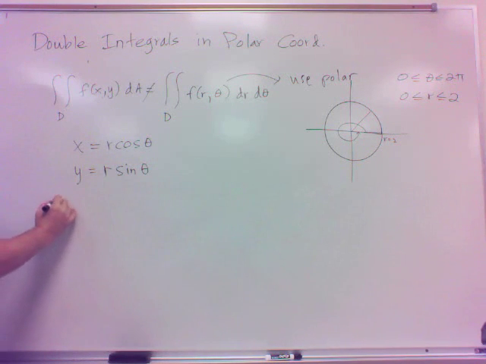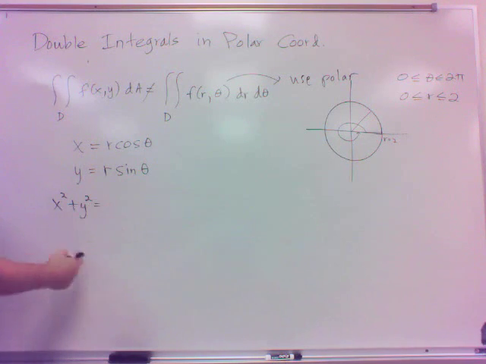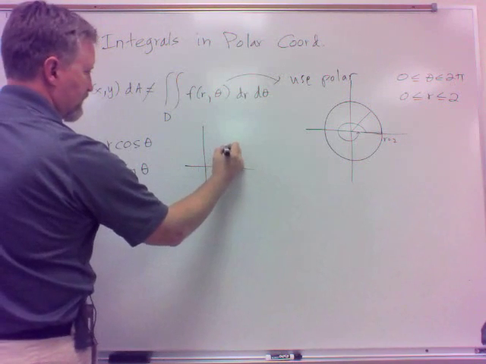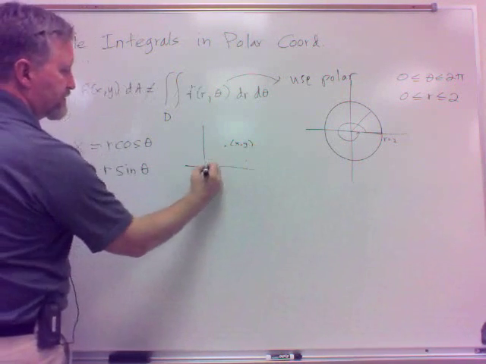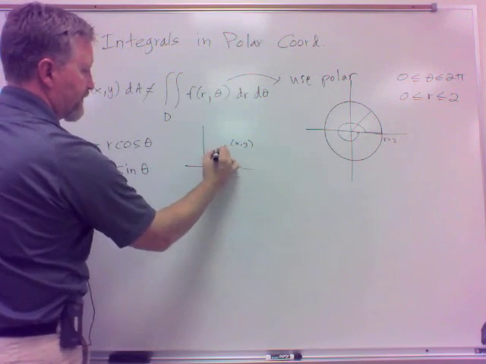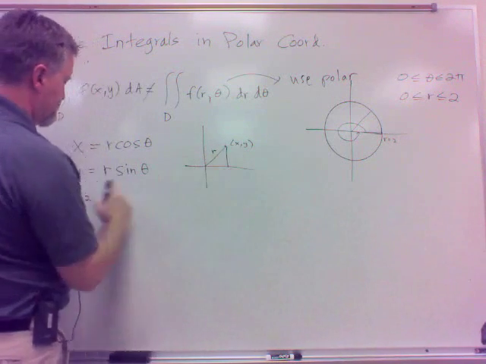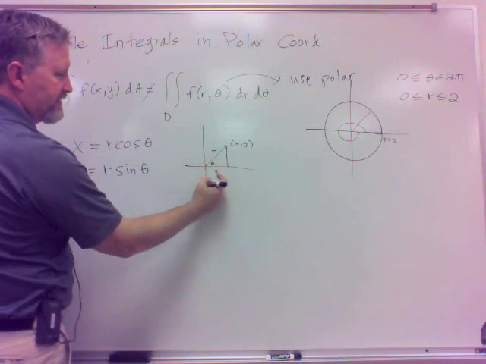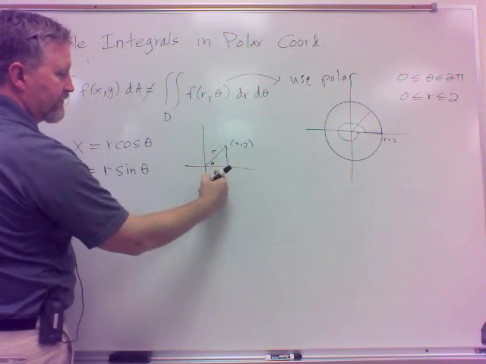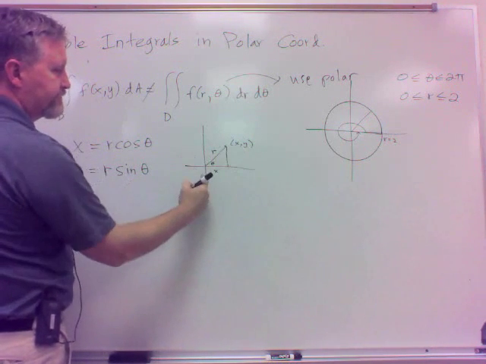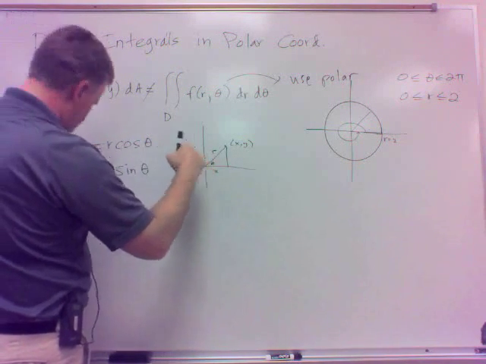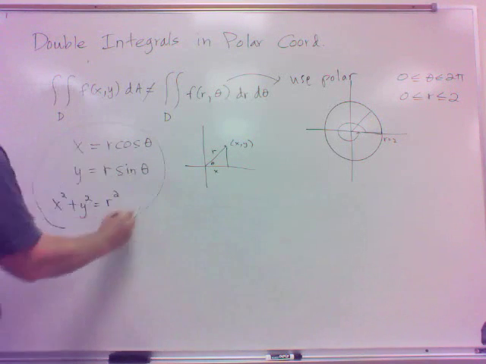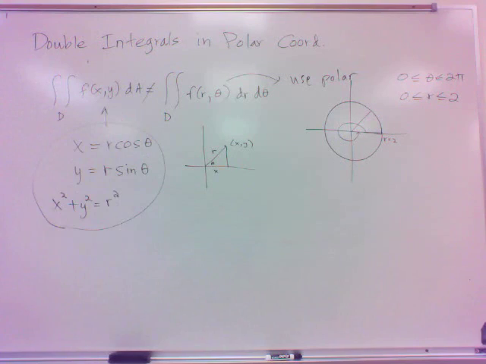And then you also might use x squared plus y squared. Here's what we're talking about: any point x comma y. To get there, that's r. And so these just come out of the triangle, right? The x is r cosine theta, and y would be r sine theta. And so x squared plus y squared equals r squared, or r equals the square root. So those conversions can be helpful when you're converting f of x, y.